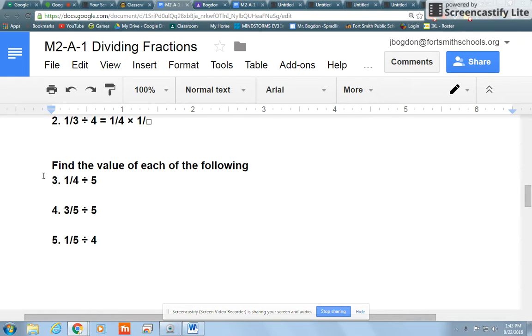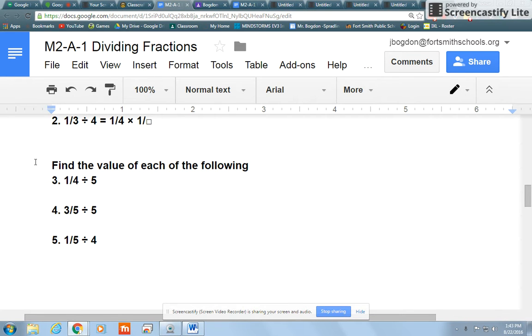Okay, so here we're looking at problems 3, 4, and 5. We have fractions being divided by whole numbers. In other words, I'm taking a fraction, and guess what? I'm dividing that fraction into even smaller pieces because I'm dividing. Another way I can think about it is saying I'm just taking a part of each of those.